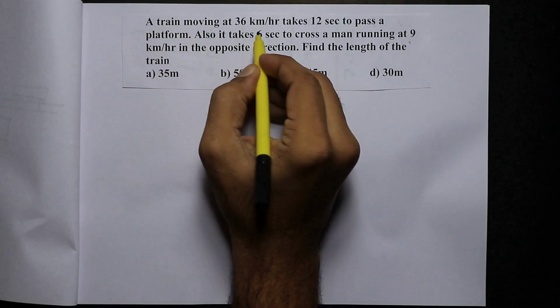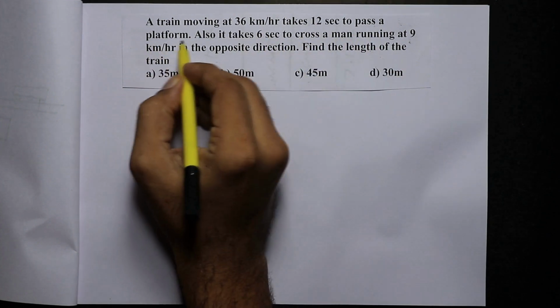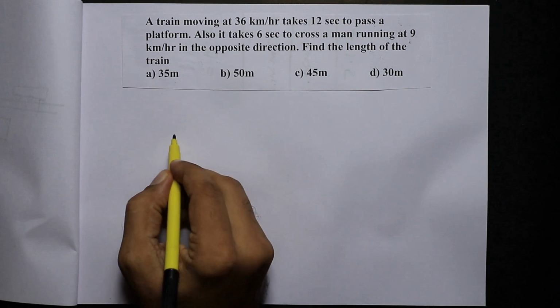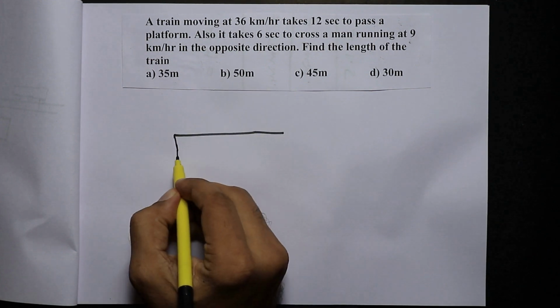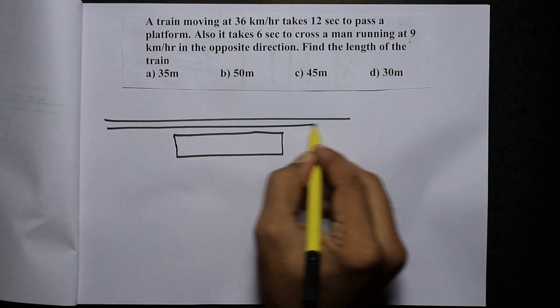A train moving at 36 kilometers per hour takes 12 seconds to pass a platform. So you have the railway platform like this, and you have the railway track like this.